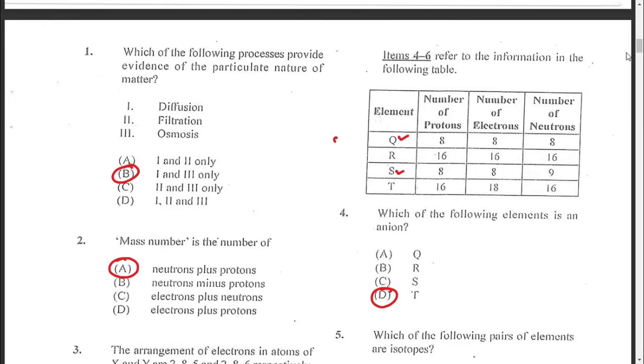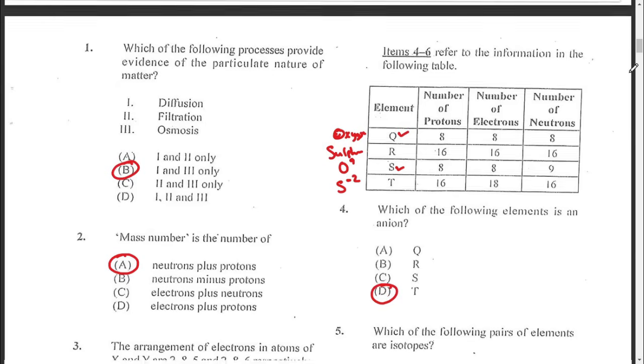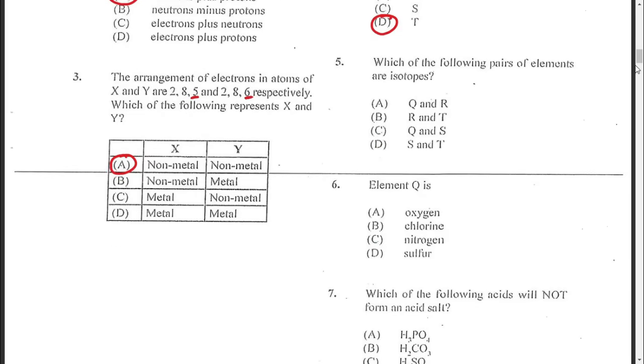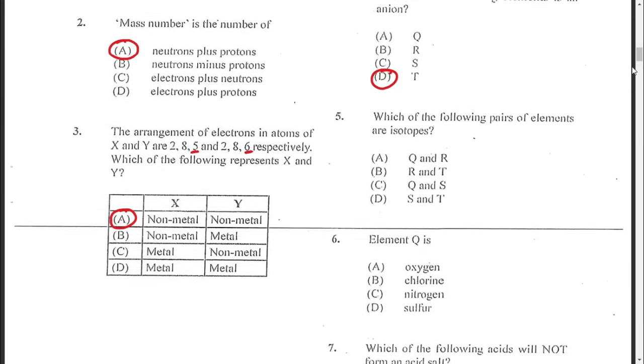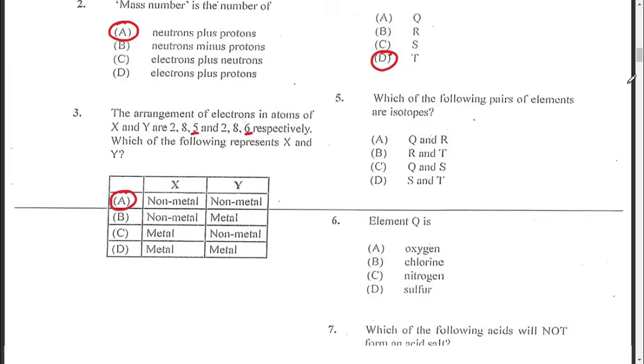So this is oxygen, this right here is sulfur, this is oxygen 9, and this would be the sulfide ion. T, that is, would be the sulfide ion. Question 6, element Q, just identify element Q as being oxygen.